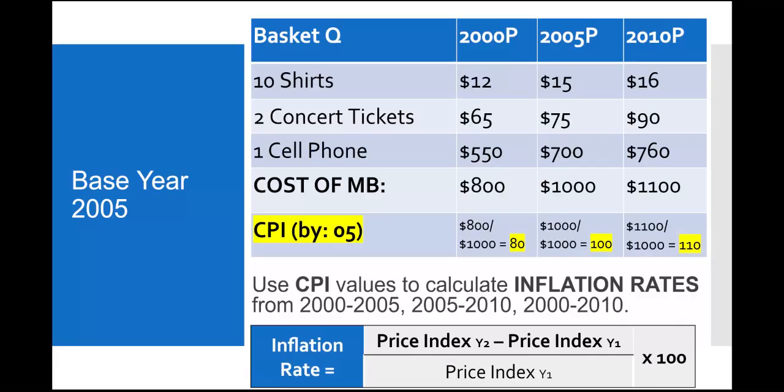And one more time, I'd like you to do 3 different calculations here. What was the inflation rate over the first 5 years, from 2000 to 2005? What was the inflation rate over the second 5 years, from 2005 to 2010? And what was the inflation rate over the full 10-year period, from 2000 to 2010? In each case, use your price index, your CPI value, to plug into our inflation rate equation. One more time, I'll pause for 5 seconds. You take as much time as you need to calculate the inflation rate in each of these years.